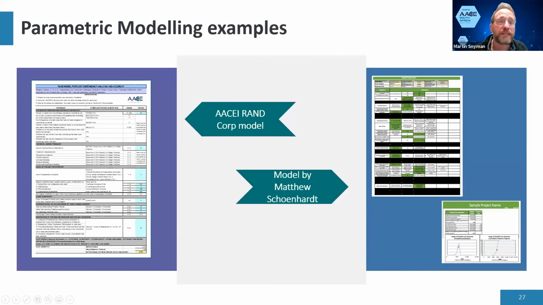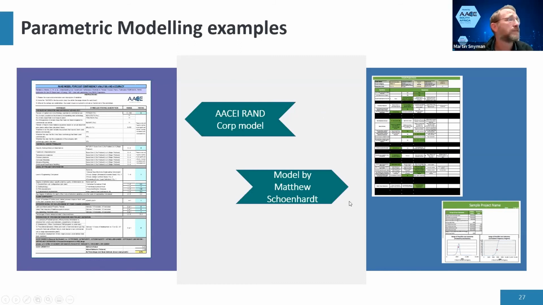Questionnaire type forms. This one on the left is the RAND Corporation model. You enter a few parameters. It spits out a number here at the bottom, which is a standard deviation on a curve. You need to do a bit of a calculation to get a distribution from that.